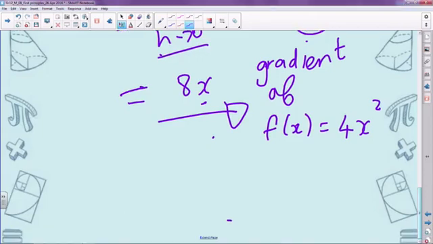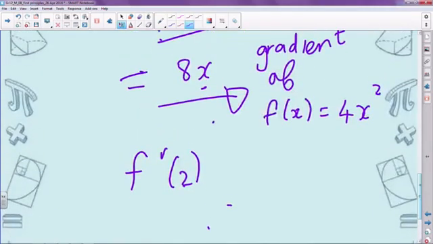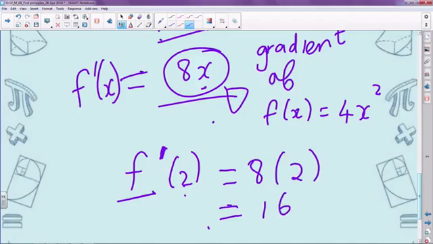So the next part of the question said to you, well, find the derivative when x is equal to 2. Find f prime 2. And then you also had to explain what you have found. Well, you'll notice that we are dealing with the derivative function. So that means I'm looking at this function 8x. Because we know that the derivative of f of x is 8x. So if I want to find the derivative function value at the point 2, I simply substitute 2 in place of x, and I get 16.